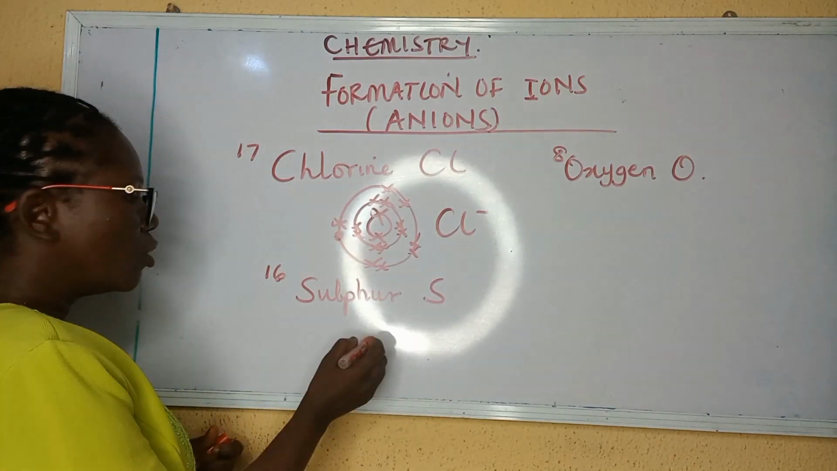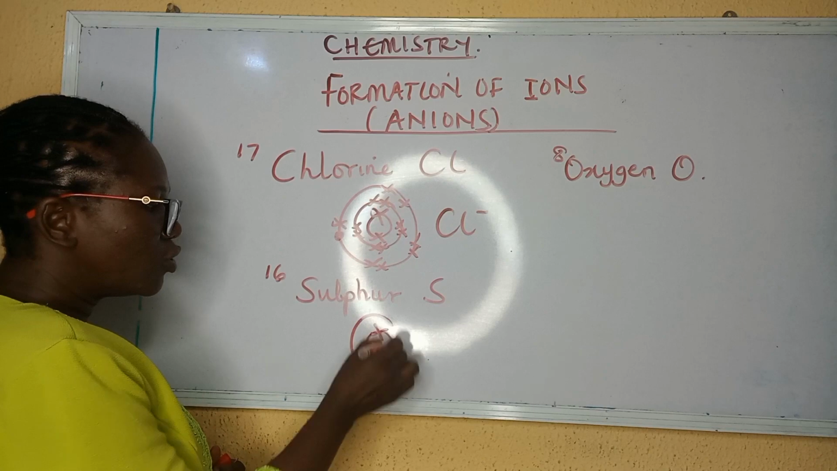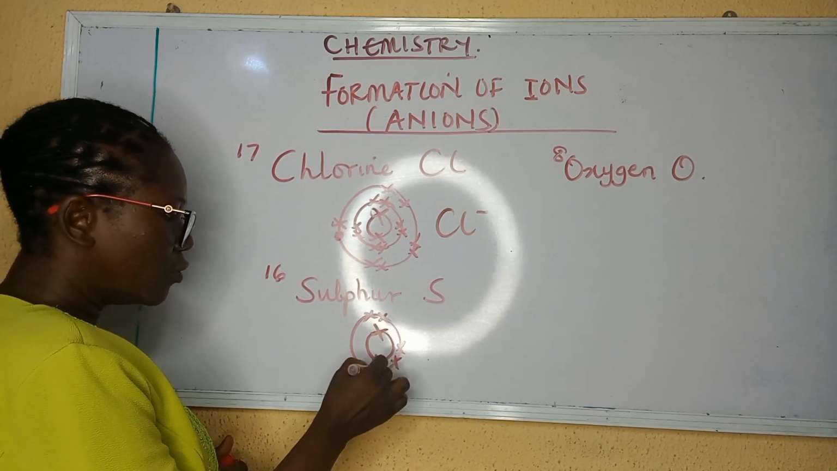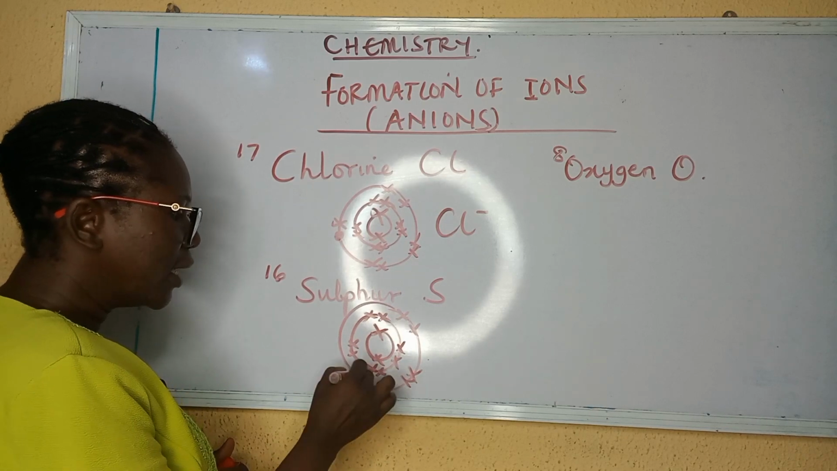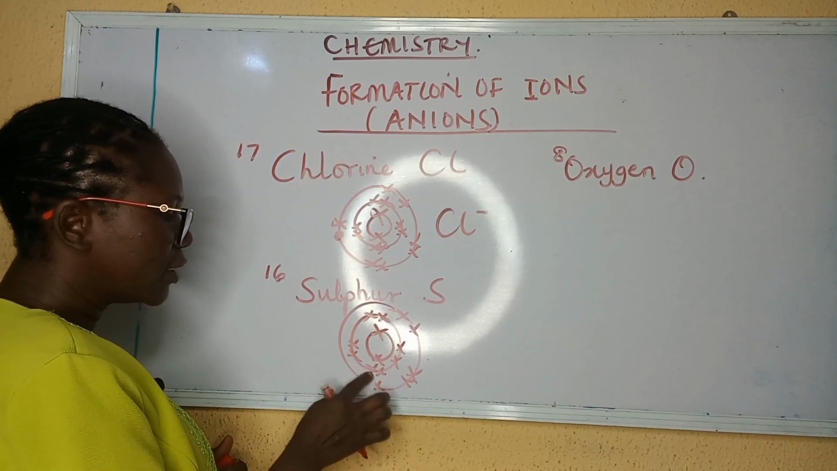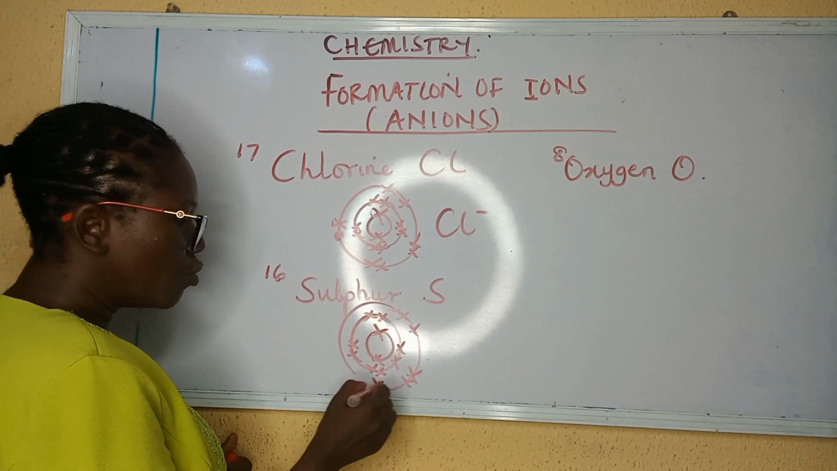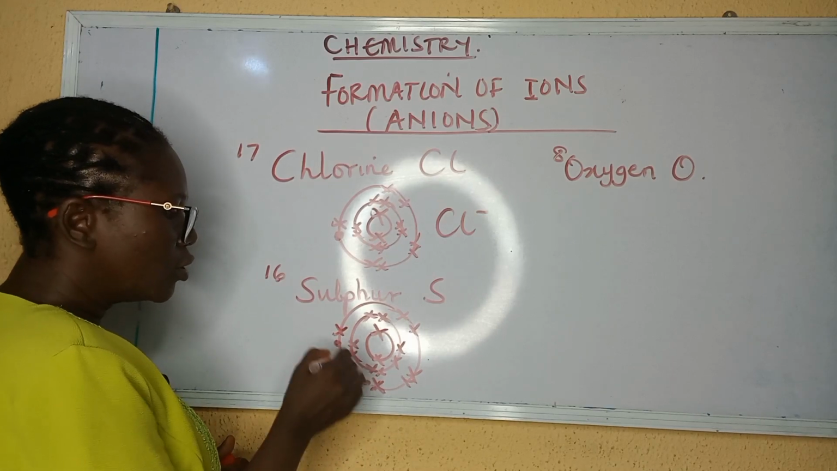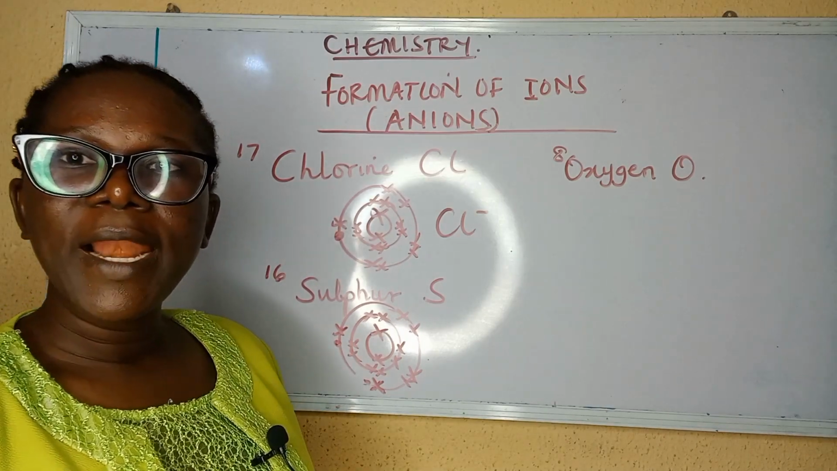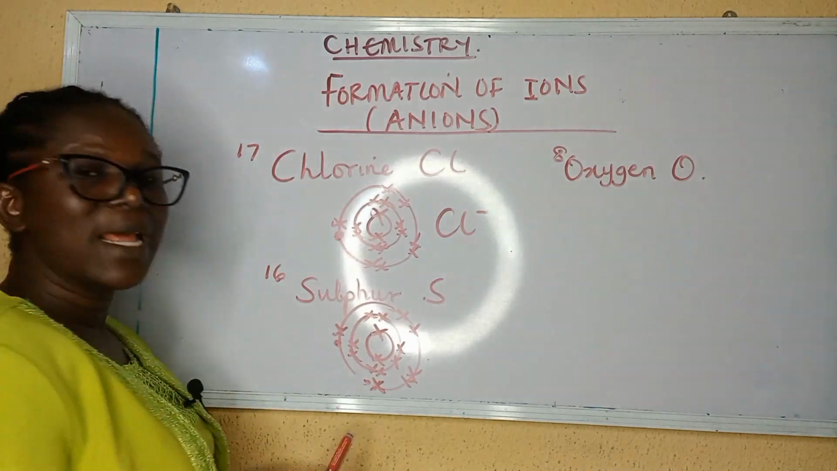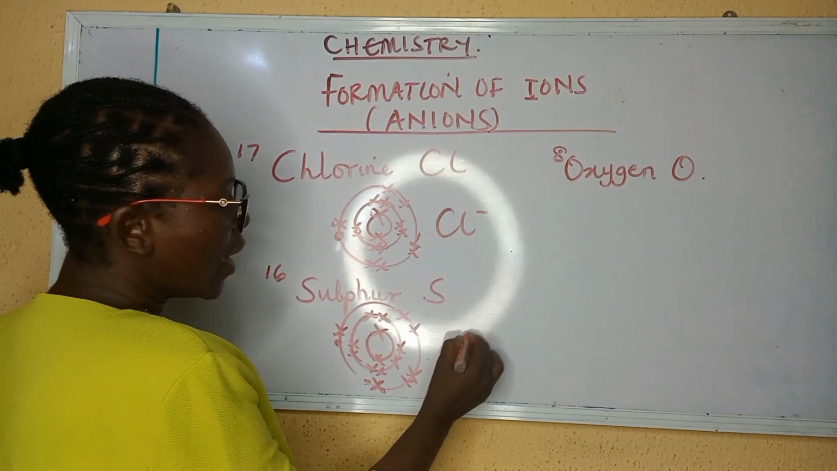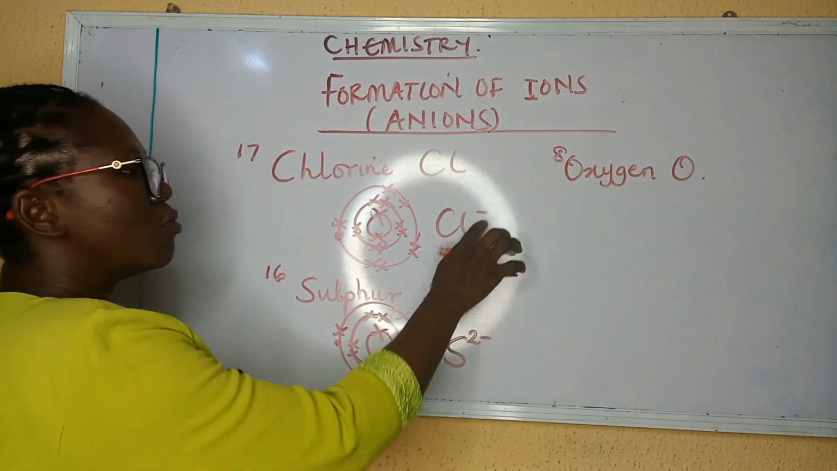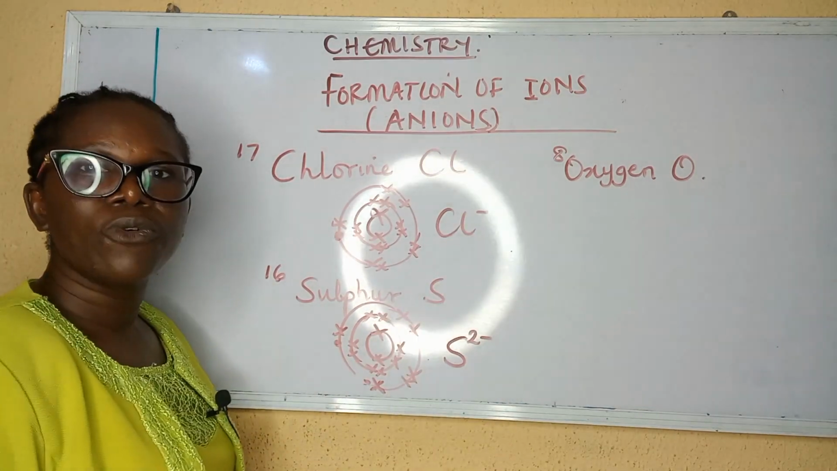Let's look at another one. Sulfur is 16. The first shell takes 2. The second shell takes 8. Then the last shell takes 6. Don't forget, electrons are arranged in pairs. Now, this 6 is arranged as 2, 2, 1, 1. So they are in need of 2 more electrons. So they end up gaining 2 rather than giving out the 6 valence electrons they have. So it becomes S2-.